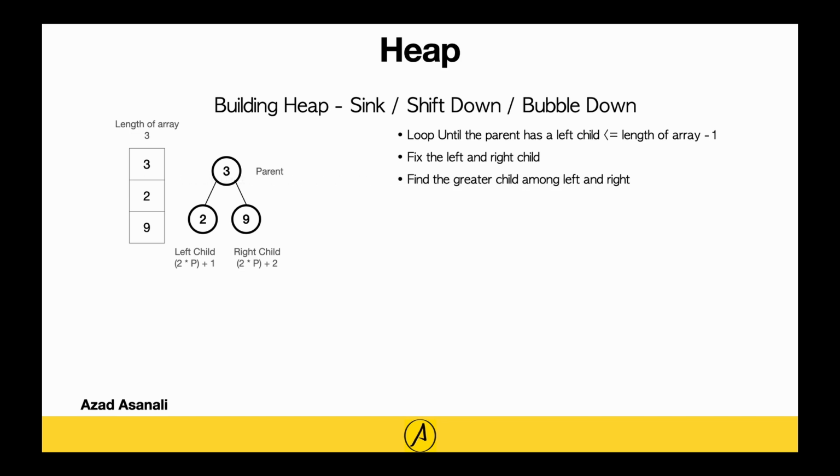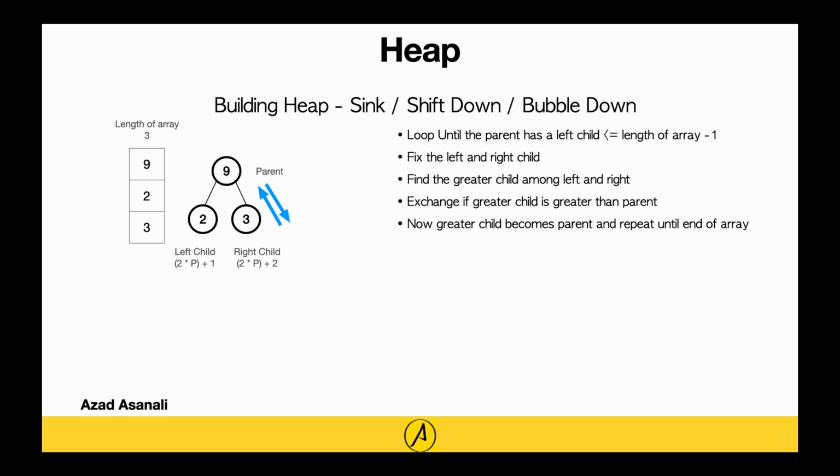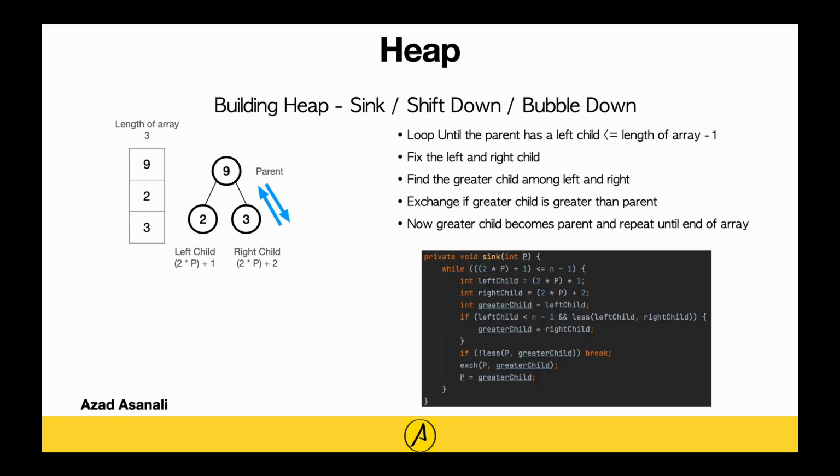So what we need to do is find the greater among the two children, left and right. Here 9 is the greater. Next we will exchange the greater child with the parent if it is greater than the parent. So 9 is obviously greater than the parent 3, so we need to exchange it. Now the greater child becomes the parent. As you see here, we exchange 3 and 9, and now 9 becomes the parent. When we check again, this 9 satisfies the heap invariant property. That's how we are building this.